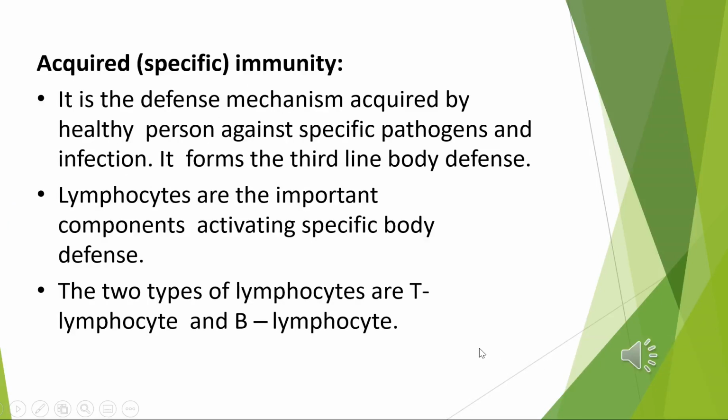In the previous lecture, we have studied about immunity and types of immunity. Types of immunity are innate immunity and acquired immunity. We have studied innate immunity in detail. Today we'll study about acquired immunity.